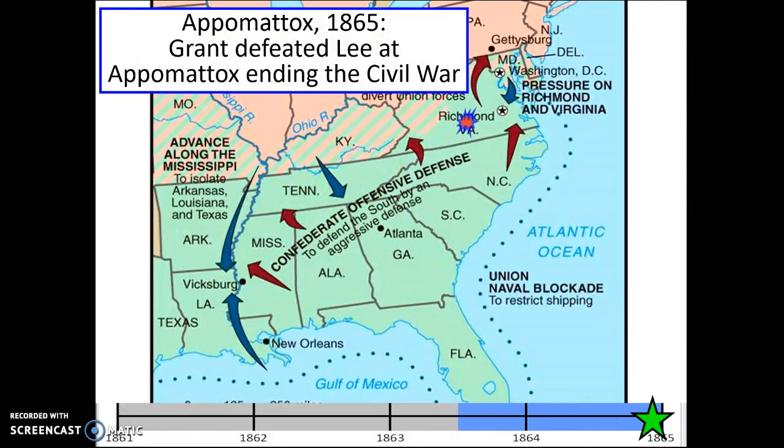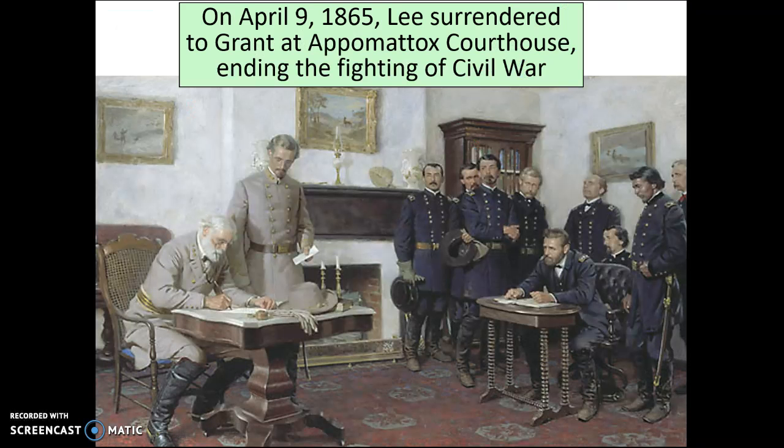So the war ends with Appomattox. Ulysses S. Grant is going to defeat General Robert E. Lee. He's going to retreat, and the war is going to end with Lee officially surrendering at Appomattox Courthouse, and this officially ends the Civil War. Other Southern generals will follow suit shortly thereafter, and the rest of the South will fall in line.